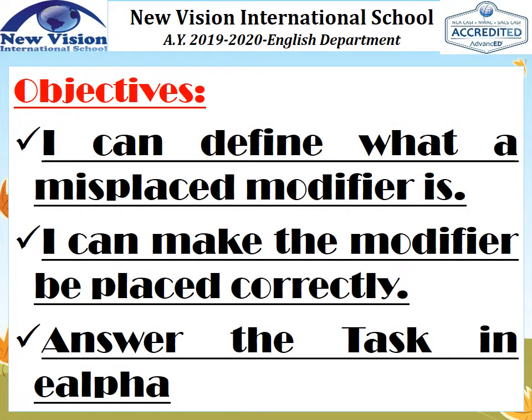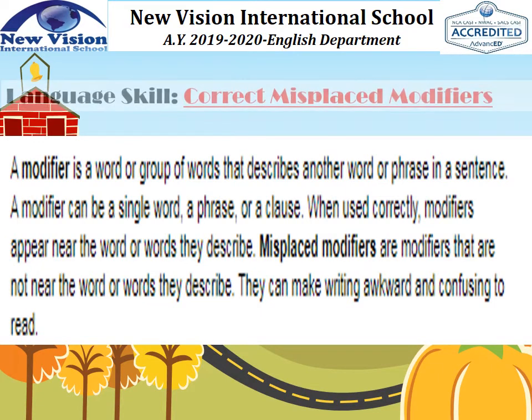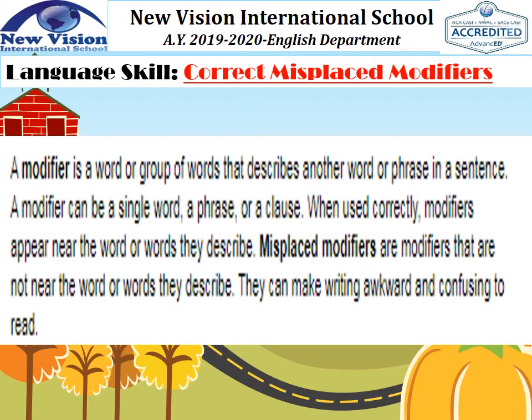So, for our objectives, let us read. I can define what a misplaced modifier is. I can make the modifier be placed correctly and answer the task in eAlpha account. Now, for your language skill, correct misplaced modifiers. Let us read the text.